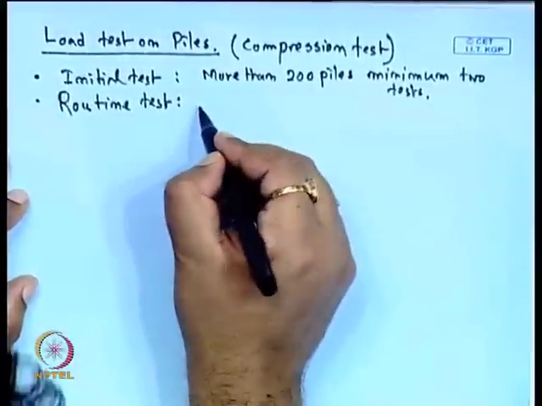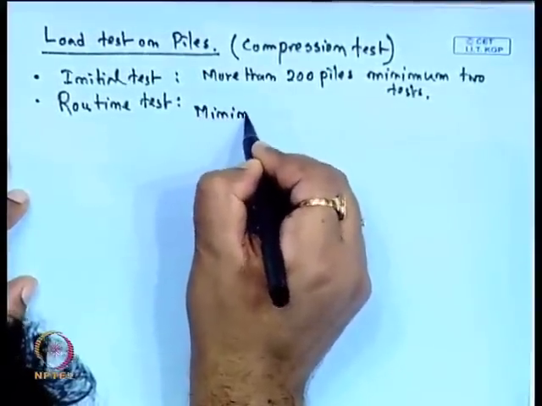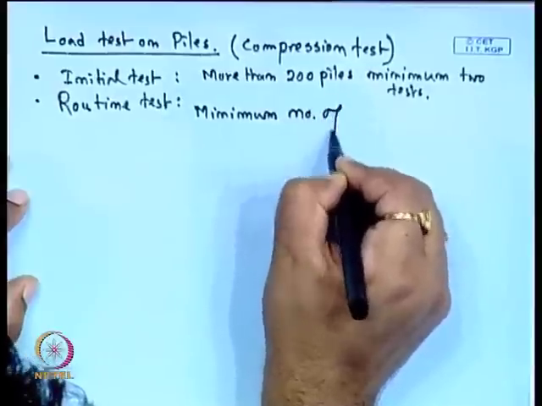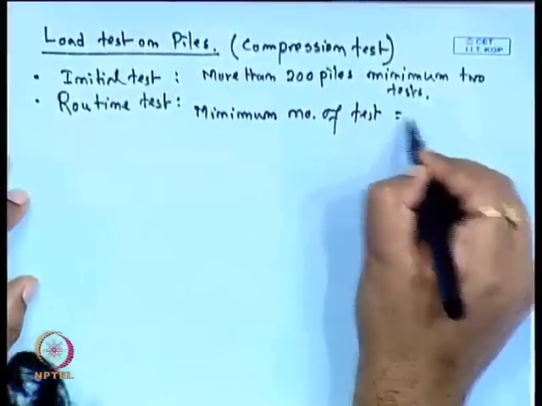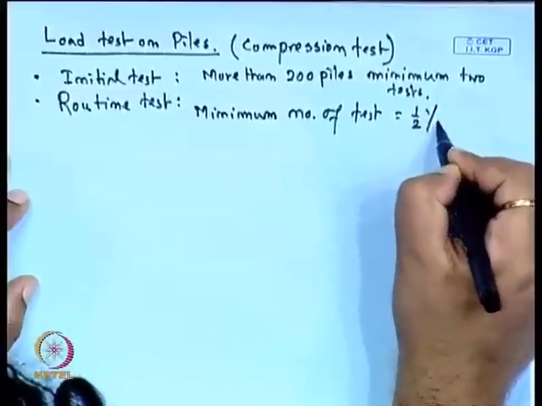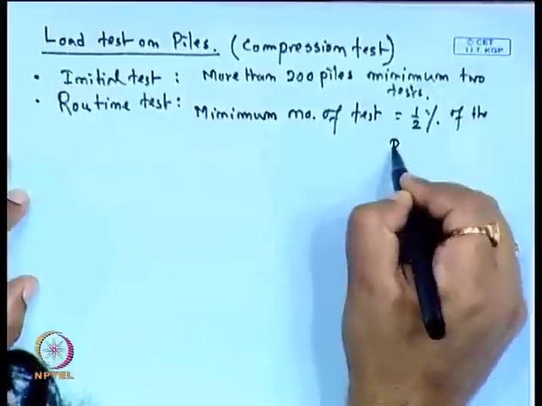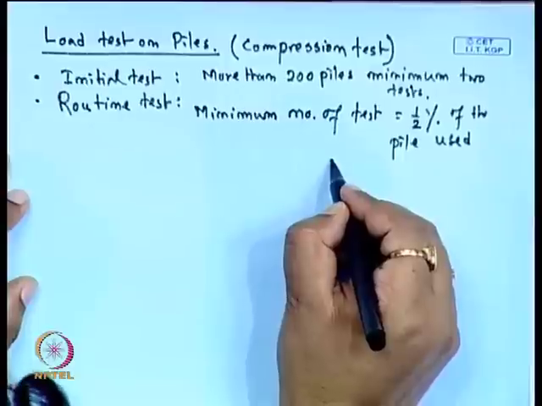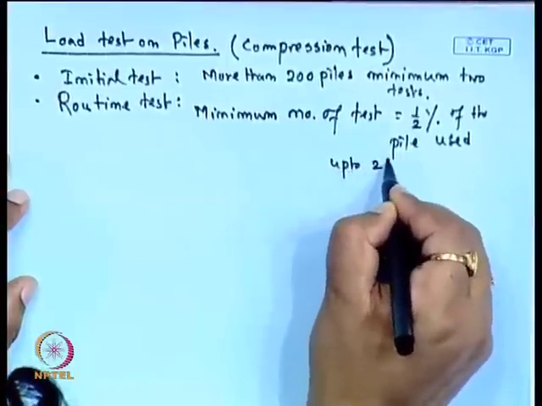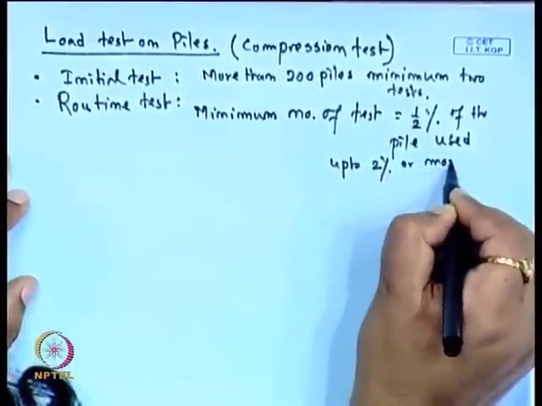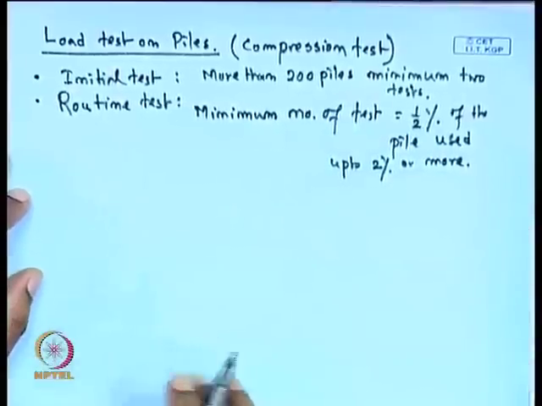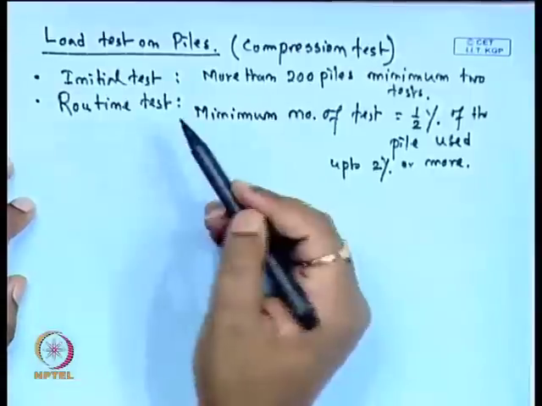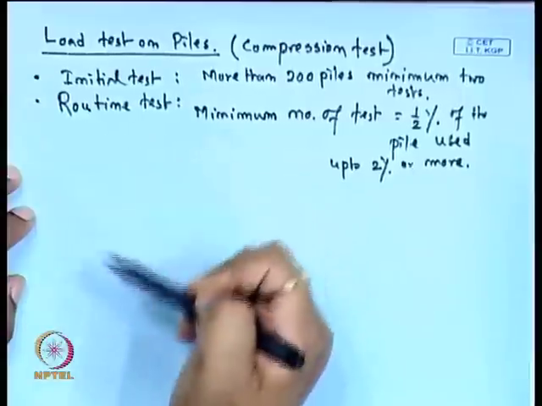And for the routine test, the minimum number of tests is generally 0.5% of the piles used, or that can vary up to 2% or more. So, the initial test is conducted on the test piles and the routine test is conducted on the working piles.